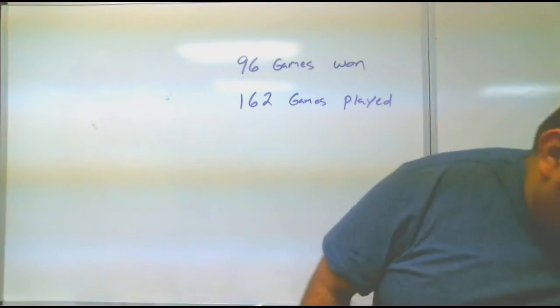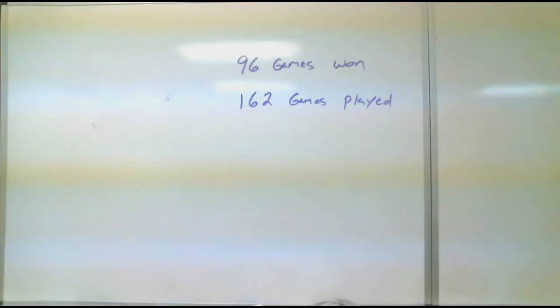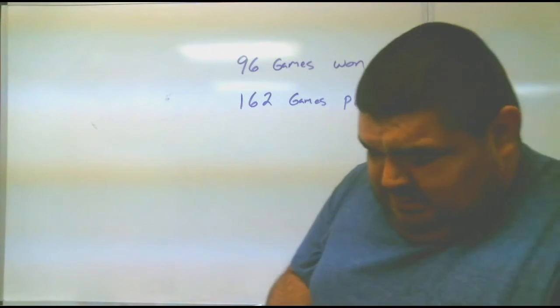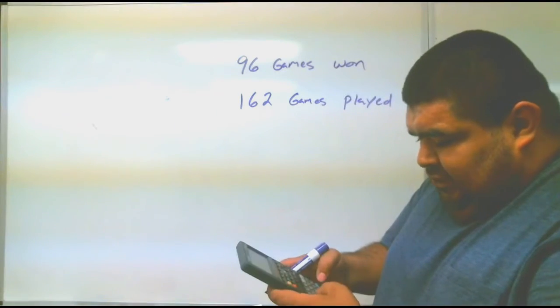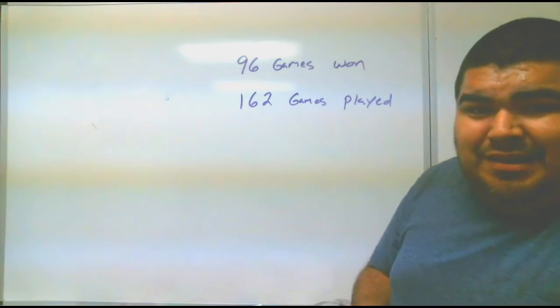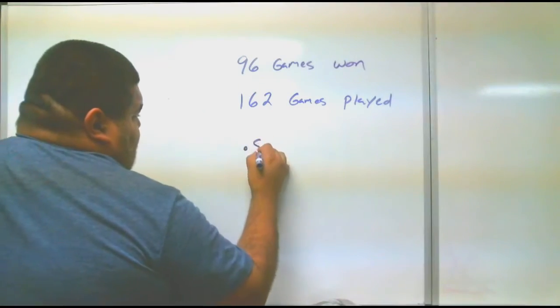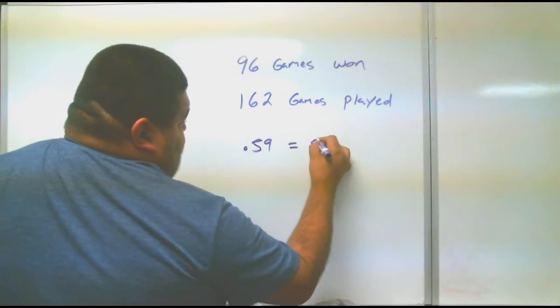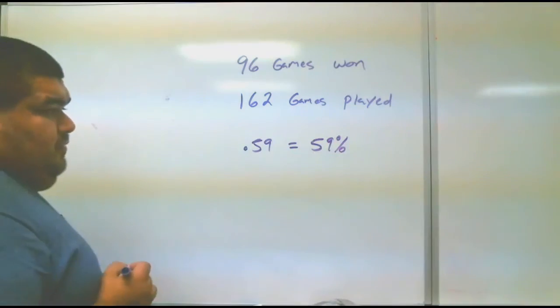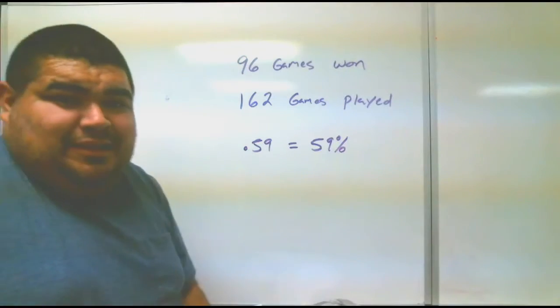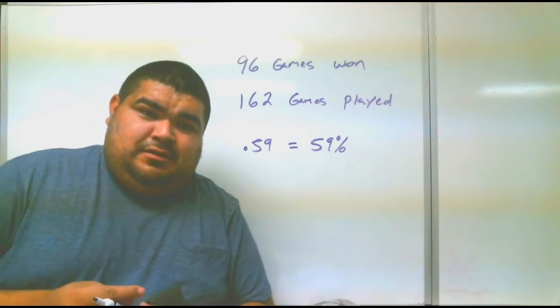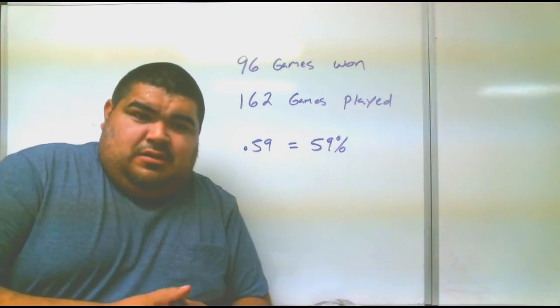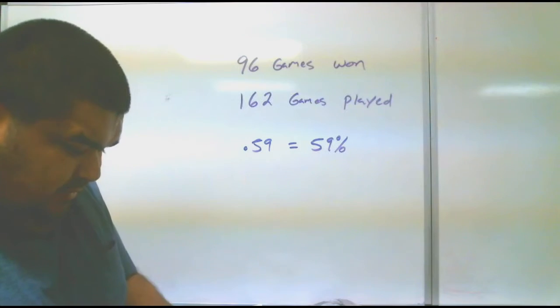We usually use a calculator. Let's see if I have one here. Here we have one. We can say 96 divided by 162, which equals 0.59. So it's 0.59, which becomes 59%. So out of the 162 games I played, I only won 96 games, so I only won 59% of the total games played.